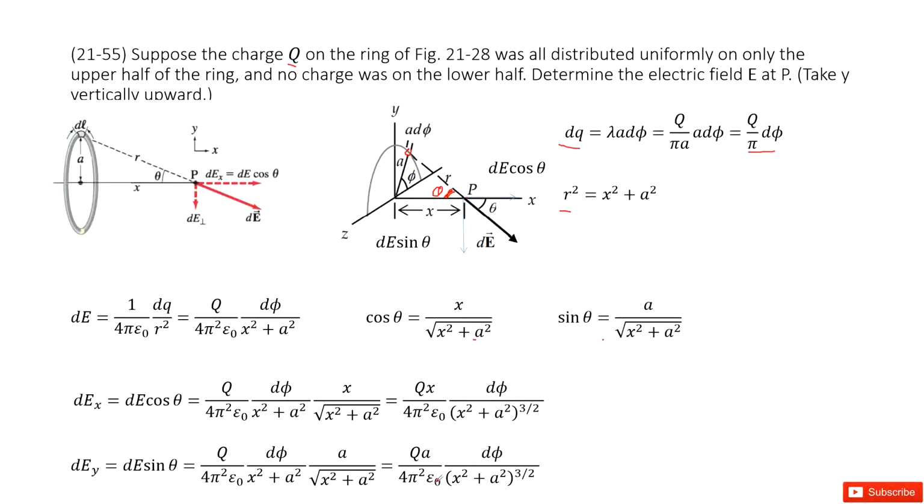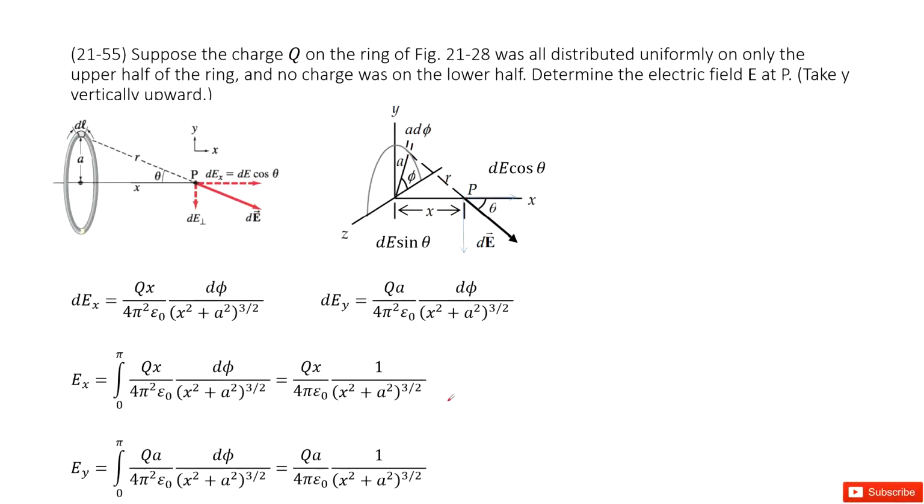The next part, we need to do the integral over φ, right? We can see φ goes from 0 to π, agree? So we do the integral from 0 to π, and you get the answer for the magnitude Ex. And do the integral from 0 to π for dEy, and you get Ey. We write the answer there.